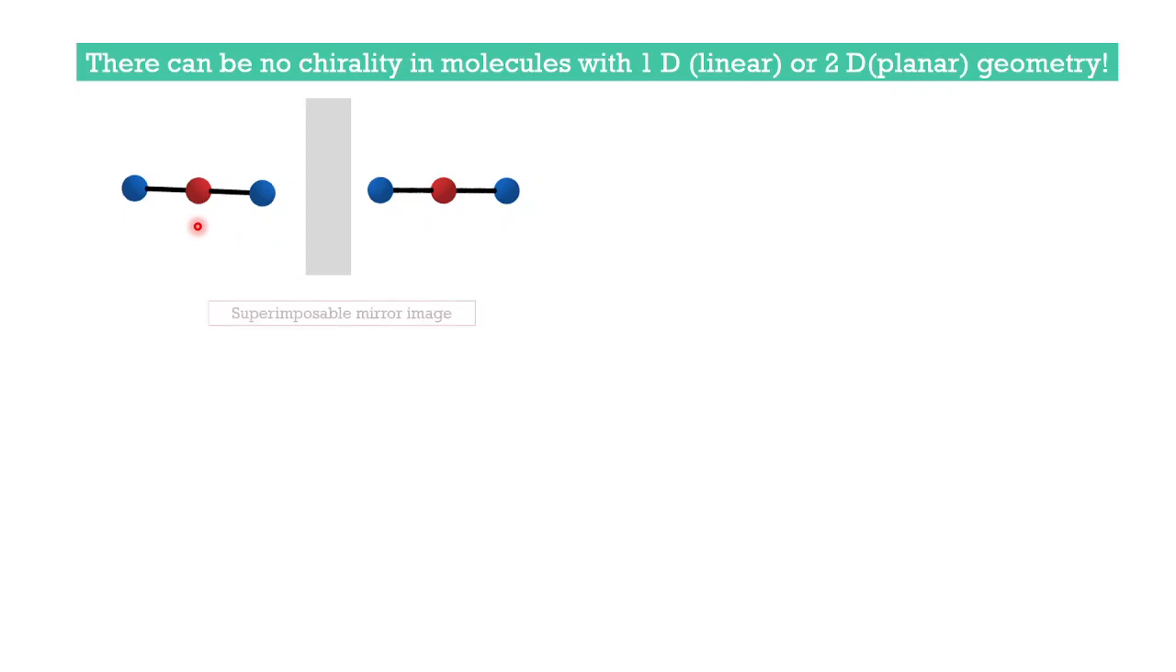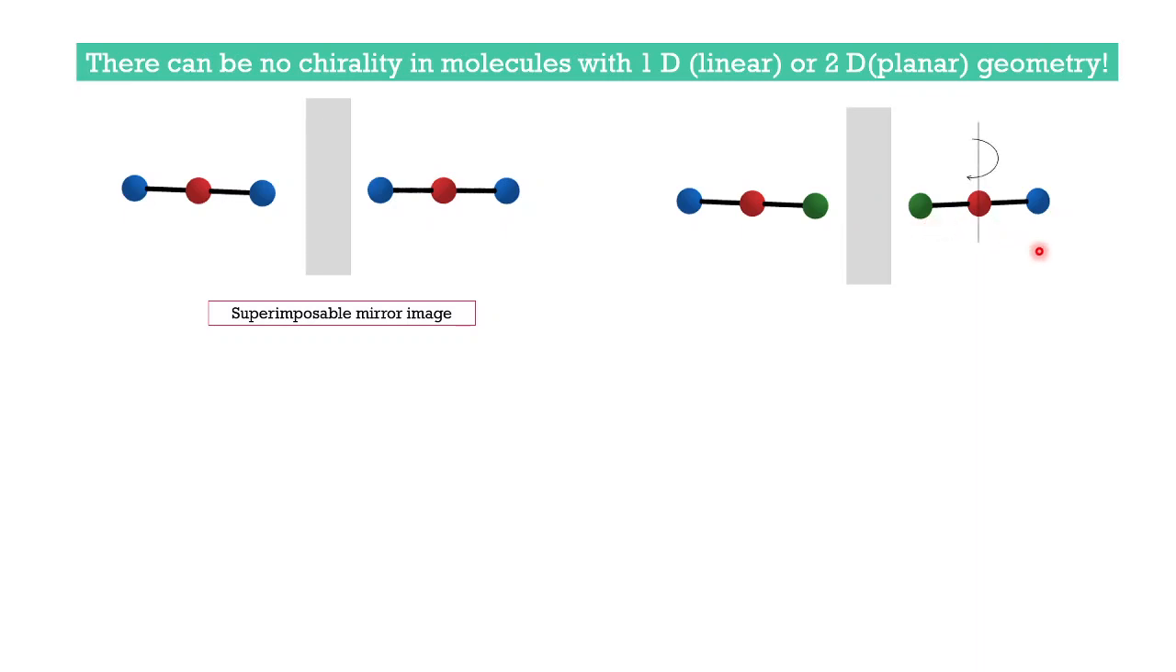So let's begin. I can generalize one thing here: there can be no chirality in molecules with 1D or 2D geometry. Suppose you have a linear molecule like this. If you take a mirror and take the mirror image, you can obviously see that they are superimposable and this molecule is not chiral. Even if the two attachments of the molecule were different, if you take the mirror image, at first sight you can say that this is non-superimposable, but if you rotate it like this, then it becomes superimposable, right? So this is also not a chiral molecule.